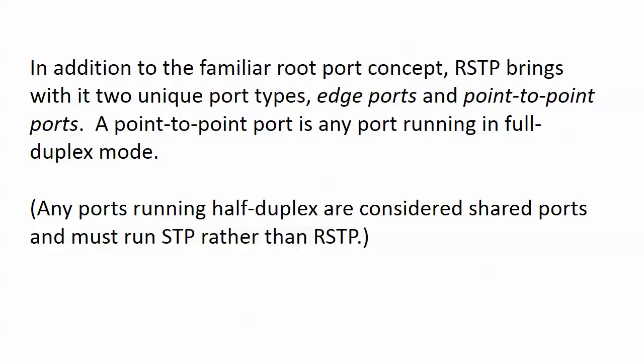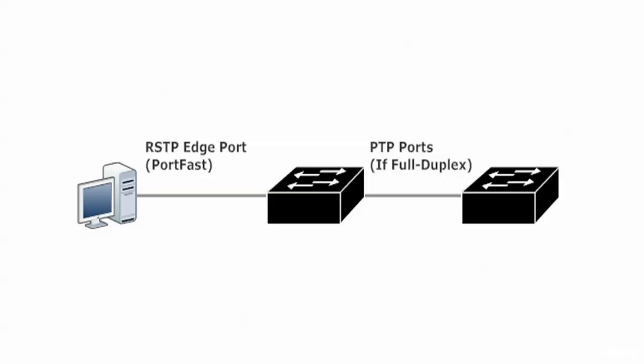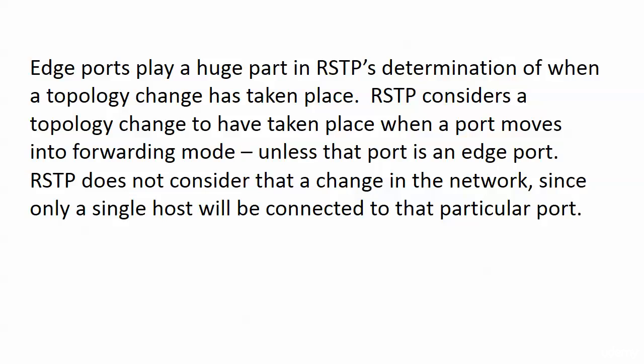Now, we'll see that in action, but first, before we do that, I want to go over these two particular port types, edge ports and point-to-point ports. And with RSTP, a point-to-point port is simply any port running in full duplex mode. That's it. And any port that's running half duplex is considered a shared port and has to run STP instead of RSTP. So the point-to-point ports, not that big a deal, but the edge ports are. If the port on the switch is running RSTP and we make it an edge port, that plays a huge part in RSTP's determination of when a topology change takes place.